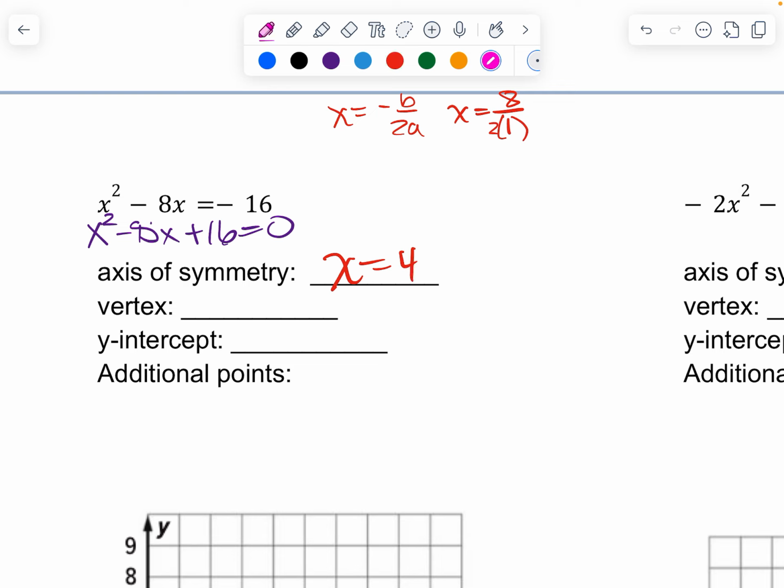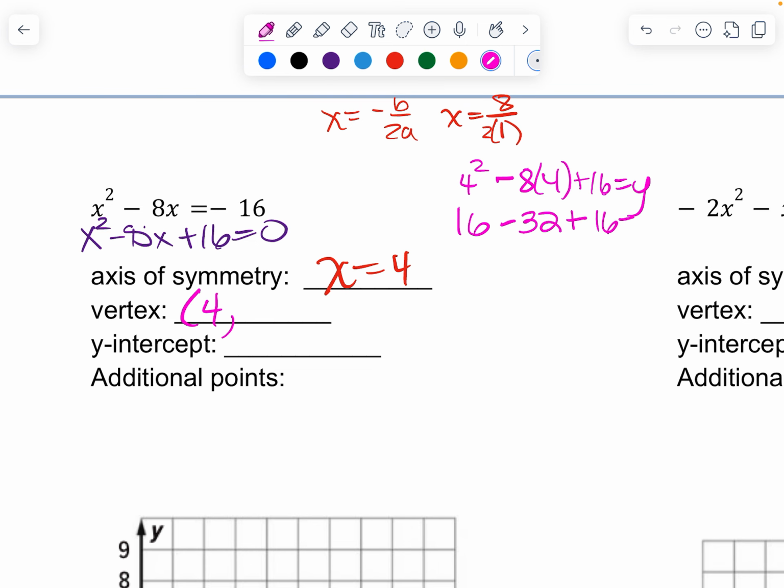So we know this is 4. If I was to plug 4 in, so 4 squared minus 8 times 4 plus 16 equals y. So that's 16 minus 32 plus 16, that gets me y. Oh, that's 0. Interesting. And on this next one, if I was to plug 0 in for the x's, that would get me 16.